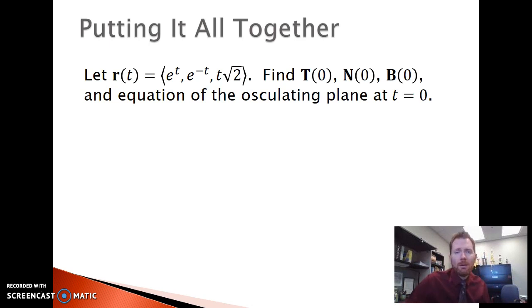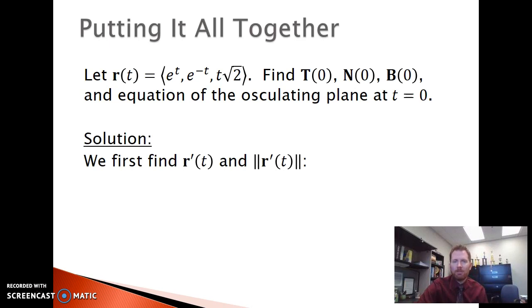To begin, we need to find the unit tangent vector, and by definition the unit tangent vector is r prime of t divided by the magnitude of r prime of t. So finding the derivative of r(t) is the first step, which is not that difficult. The derivative of e^t is e^t. The derivative of e^(-t) is negative e^(-t), and the derivative of t times the square root of 2 is the square root of 2. So finding the derivative, not that difficult.